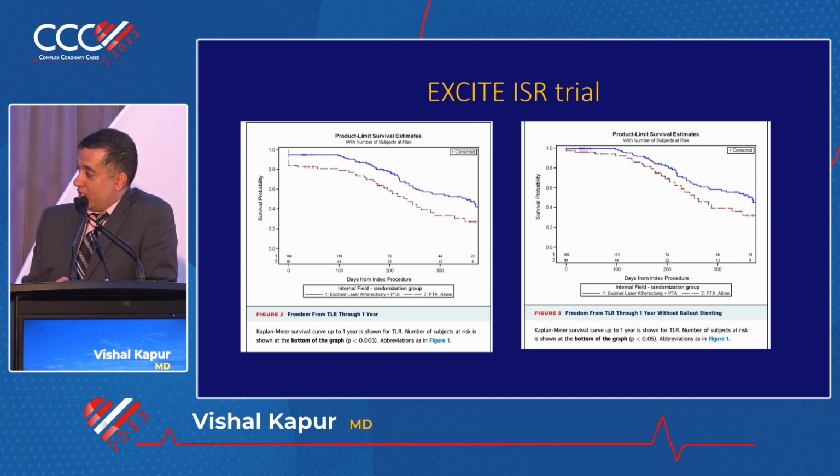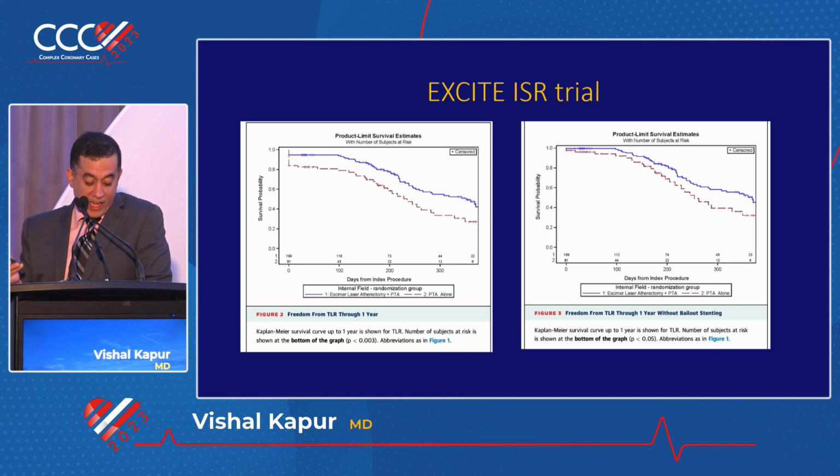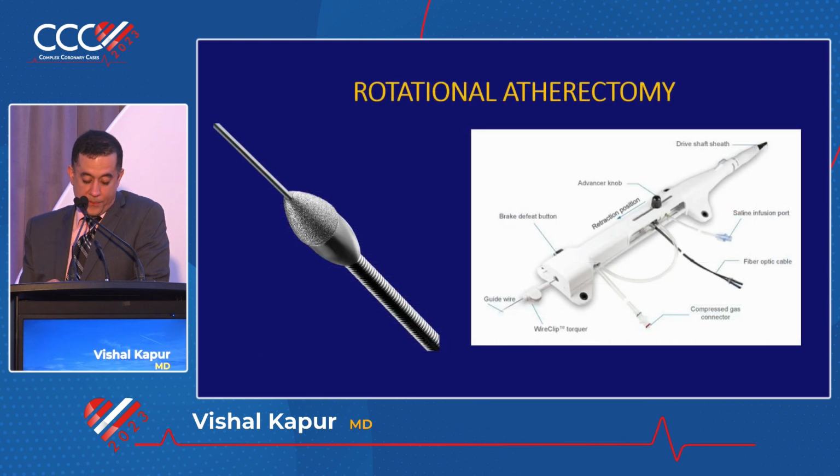The two graphs show a significant difference, the upper one being the use of the laser, and the lower one being the regular PTA. You can see the probability of survival is much, much better when used in concomitance with laser compared to balloon angioplasty alone.